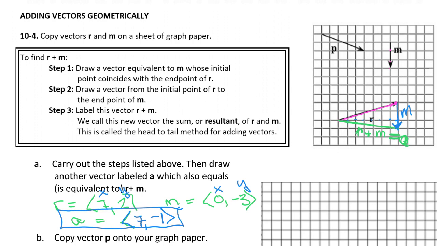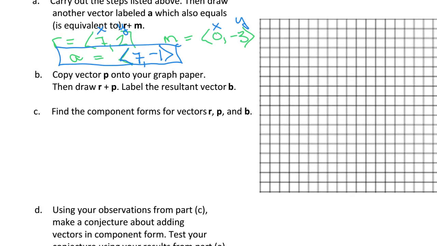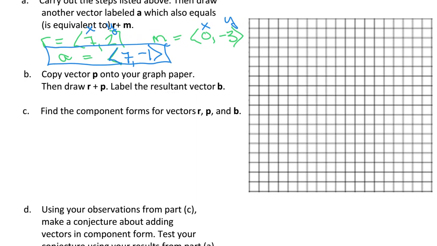Okay, let's try another problem. Part B. Copy P onto your graph paper. So P goes to the right 5 and down 2. Doesn't matter where you start. We're going to the right 5, 1, 2, 3, 4, 5, and down 2. Okay, take a minute to sketch that vector. And let's label that. That's P. All right, and then we are going to draw R plus P. We're going to label that resultant vector B.